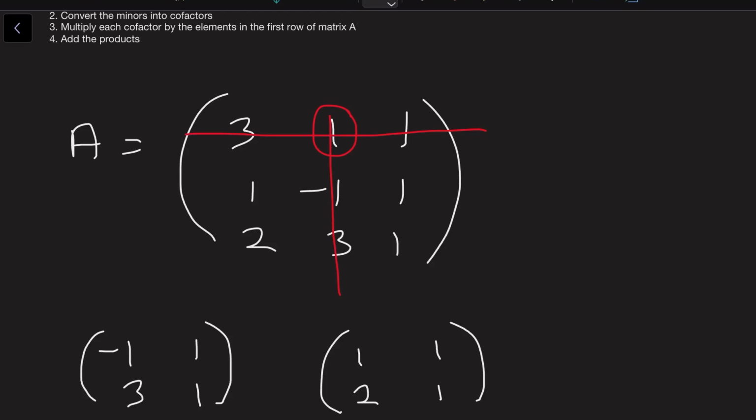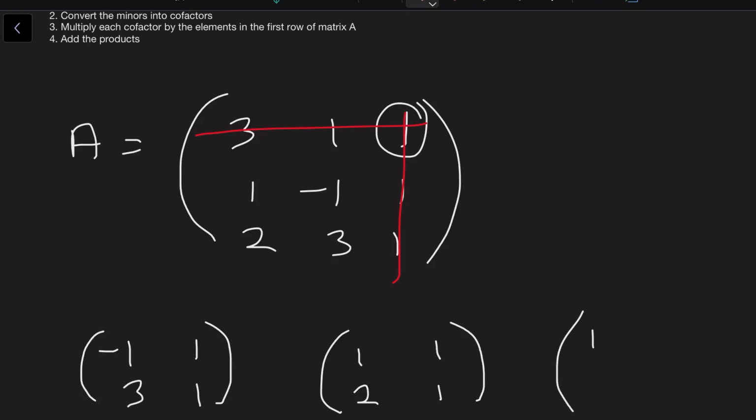We're also going to do that for the third element within that row. That is a 1. We are going to ignore everything in the row and the column with that 1, and we are left with a 2 by 2 matrix: 1, minus 1, 2, 3.